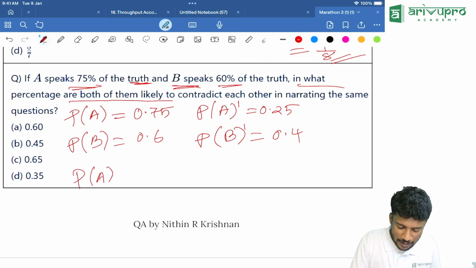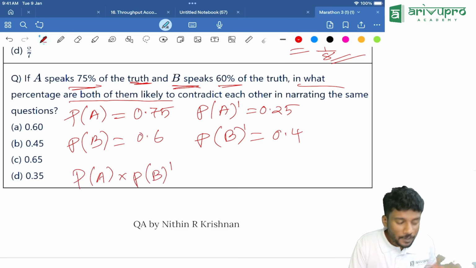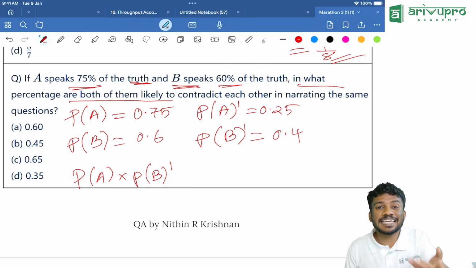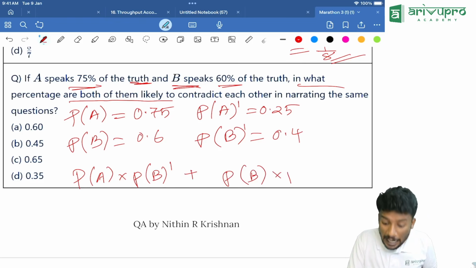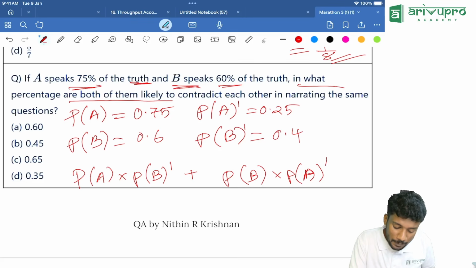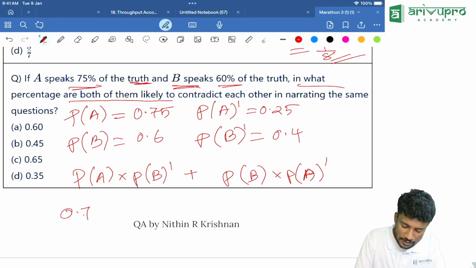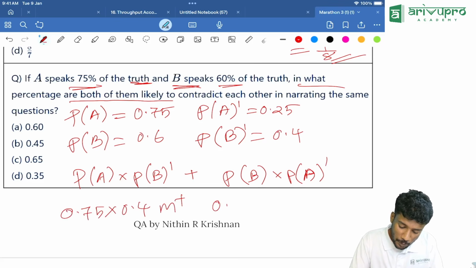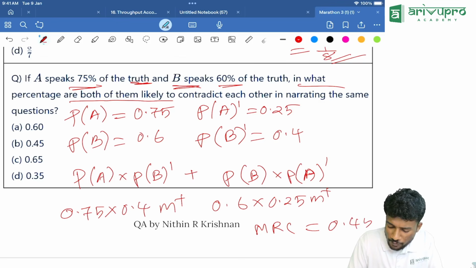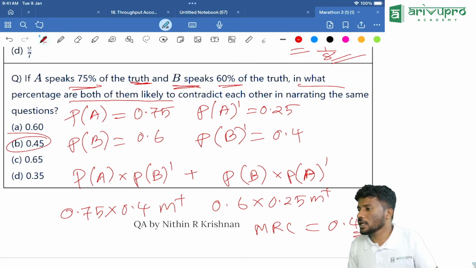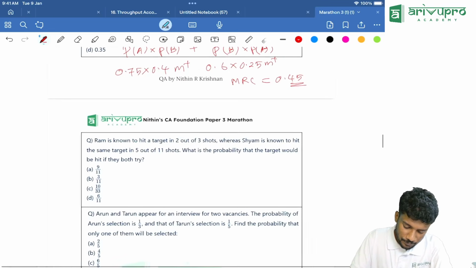P of A into P of B complement. That means when I say truth, B is telling lie, plus P of B is telling truth and I am lying, A complement. Get me the answer, people. That is 0.75 into 0.4, plus 0.6 into 0.25. Finally, how much is the answer now? 0.45. Option B is your answer. Perfect. Next one.